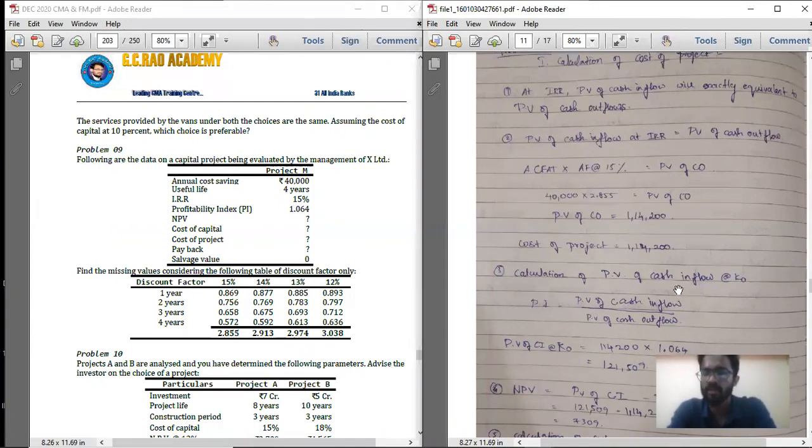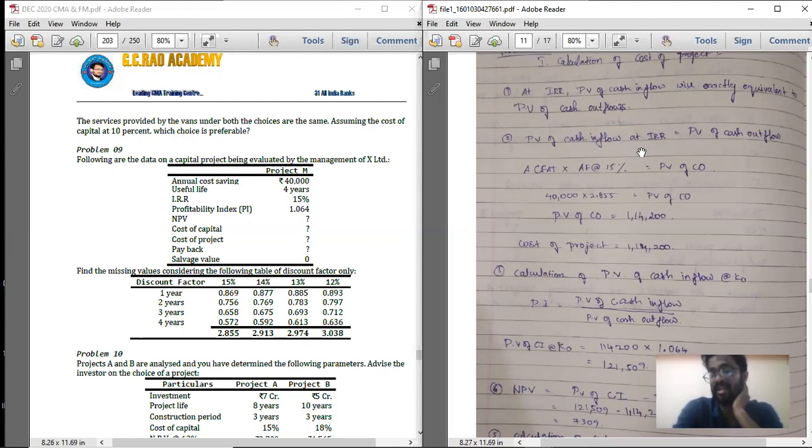So, calculation of present value of cash inflow at cost of capital. Below that, PI, that is profitability index, is equal to present value of cash inflow divided by present value of cash outflow. Understand this: present value of cash inflow at IRR is different from present value of cash inflow at cost of capital. We calculated present value of cash outflow using IRR, but for IRR and for cost of capital the outflow will be the same, because the outflow is made on the first day itself. So present value of cash outflow will be the same, but the inflow at IRR and at cost of capital will be different.